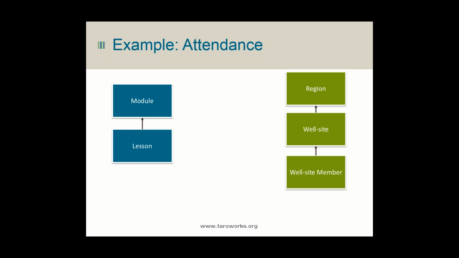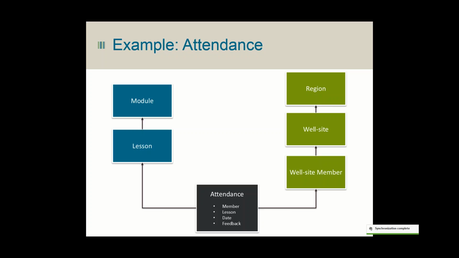Aquacomb has a module object that is the parent of the lesson object. It also has a region object, which is a parent of the well site object, which is a parent of the well site member object. Aquacomb wants to track which trainings each member has had, and they want to do this by creating attendance records that contain a reference to the member, a reference to the lesson, the date of the training, and any feedback from the member about the information they received.